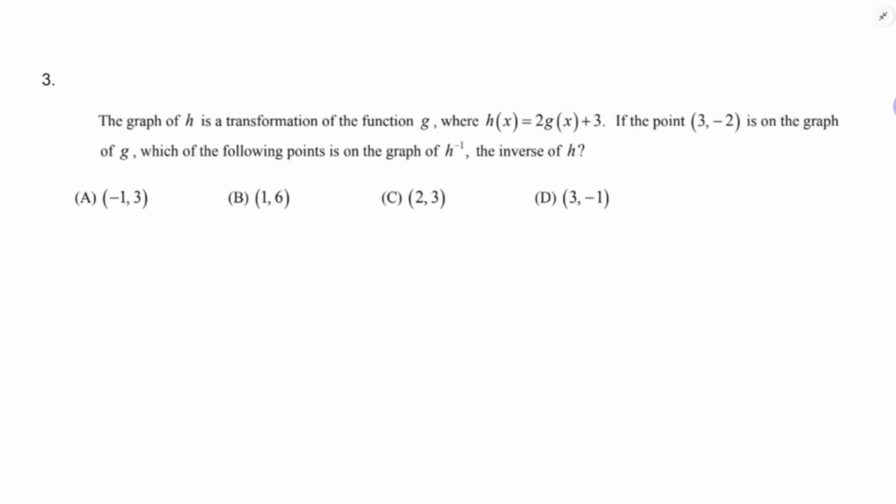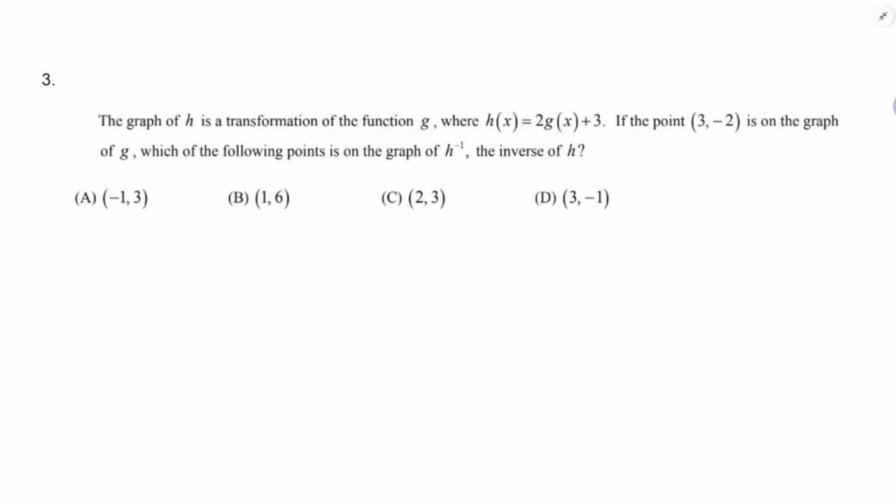The graph of h is a transform of g, where h is 2g plus 3. Which of the following points is on the graph of h inverse, the inverse of h? Well, I think I'm going to start by knowing the one point that must be on the graph of h, and then I'll think about the graph of h inverse.